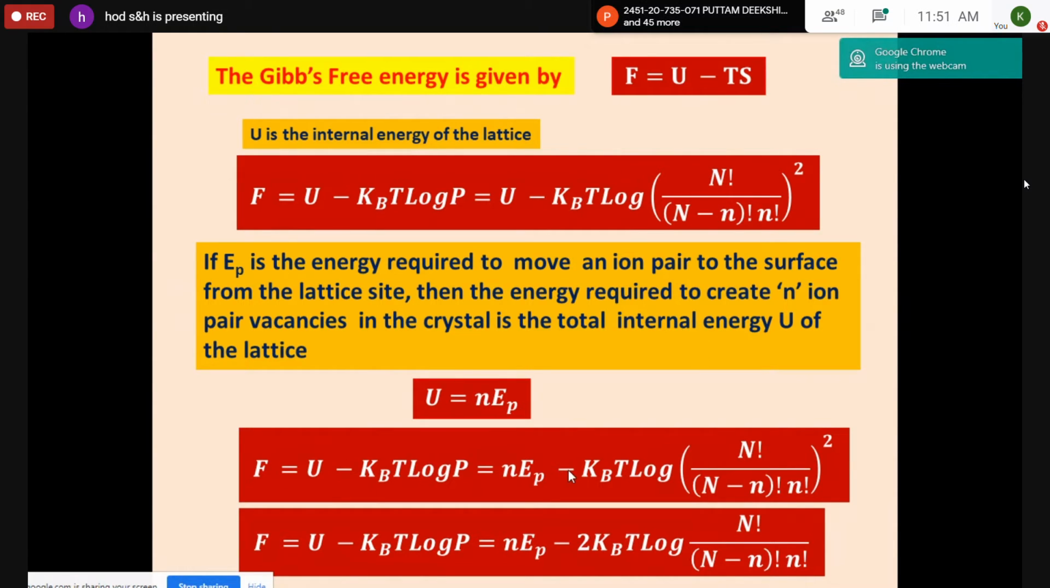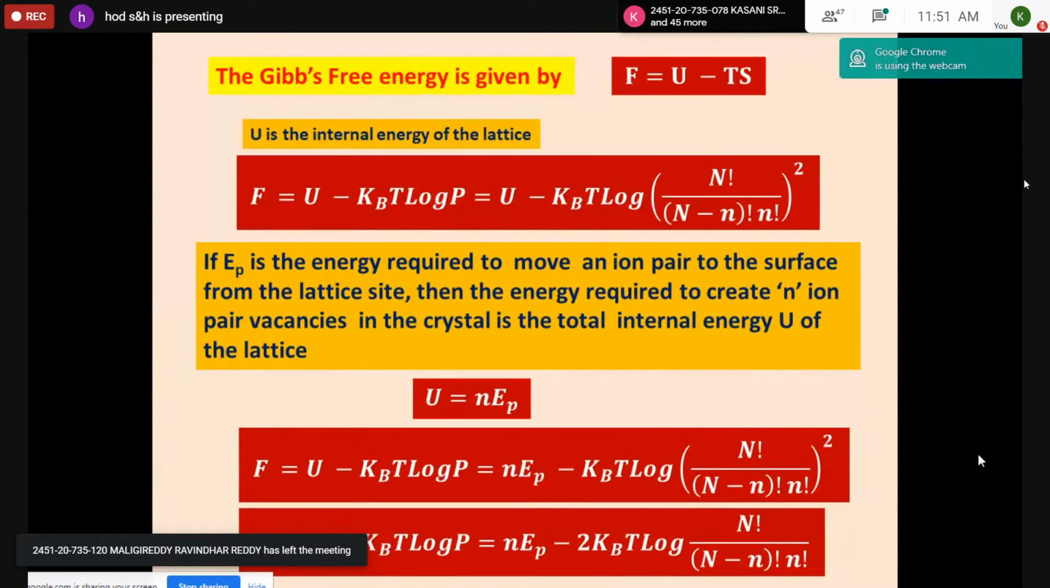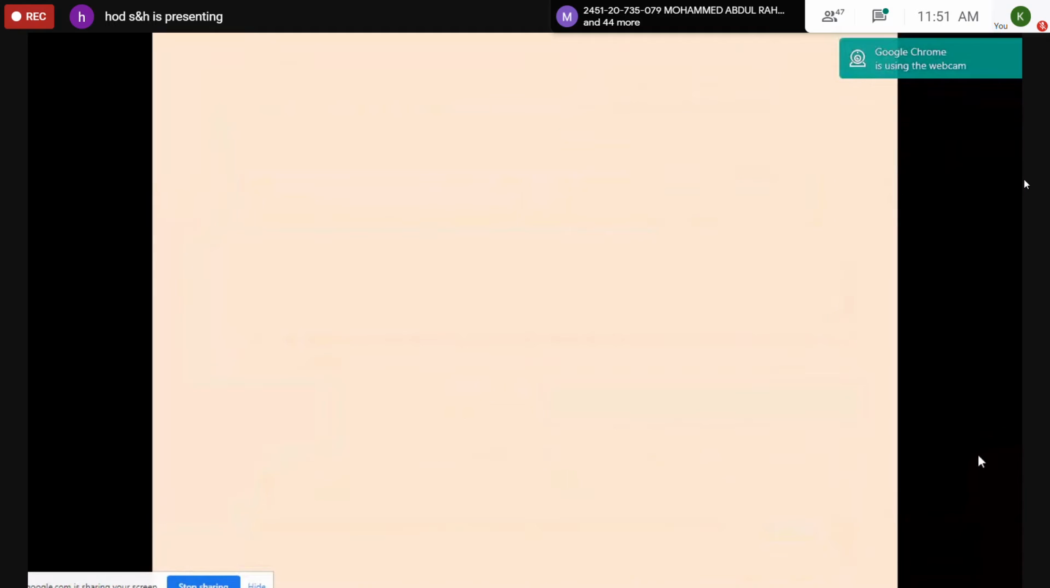So if you substitute, it can be written as nEp minus KbT log of N factorial by (N minus n) factorial into n factorial, whole square. And 2 can be taken outside. Again, it can be simplified as nEp minus 2KbT log of N factorial by (N minus n) factorial into n factorial. Now, using Stirling's approximation, first you should simplify this. So this can be written as log N factorial minus log (N minus n) factorial minus log n factorial.